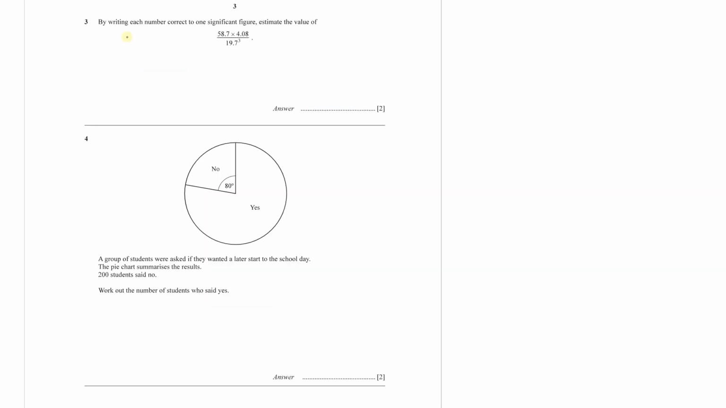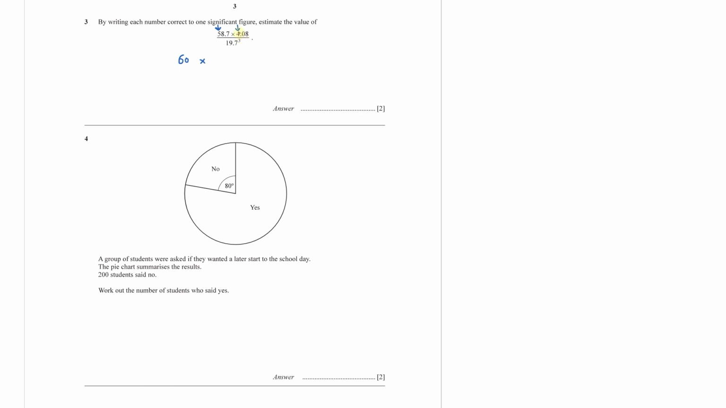So by writing each number correct to one significant figure, estimate the value of this. So since we have to write it to one significant figure, the first non-zero number is this. So this will be our first significant figure for 58.7. So since we are writing up till just the first number here, the next number is 8, which is greater than or equal to 5. So we will round up 5 to 6, and the rest of them becomes 0, 60. And then this is our first significant figure here.